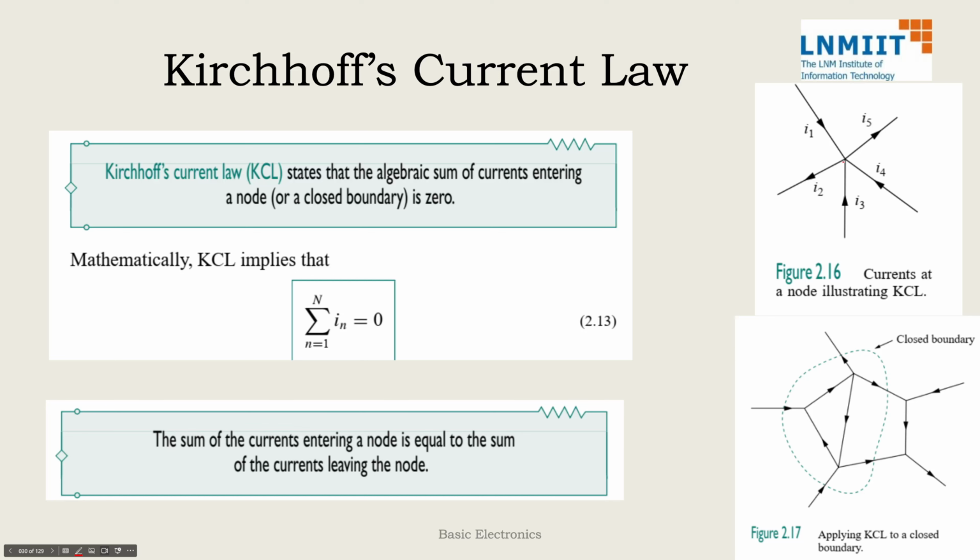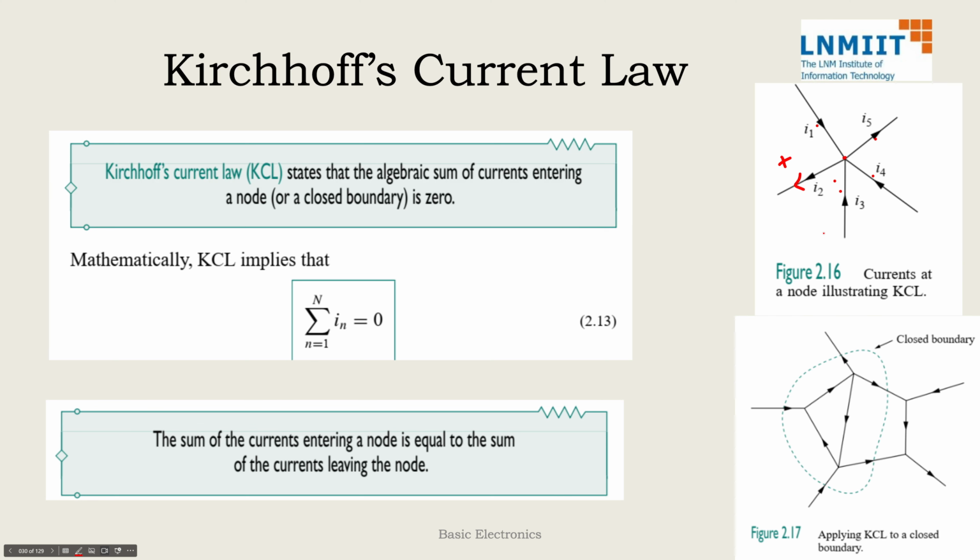Kirchhoff's current law says that at any node, the algebraic sum of all the currents is equal to 0, whether it is current entering the node or leaving the node. Now algebraic sum means we have to assume the direction. Either we say all the outgoing currents are positive or all the incoming currents are positive. That is up to us. So for uniformity, we will assume that all the outgoing currents will be denoted with positive sign.